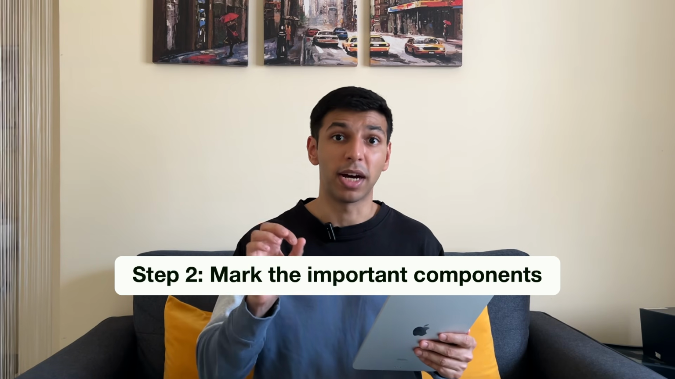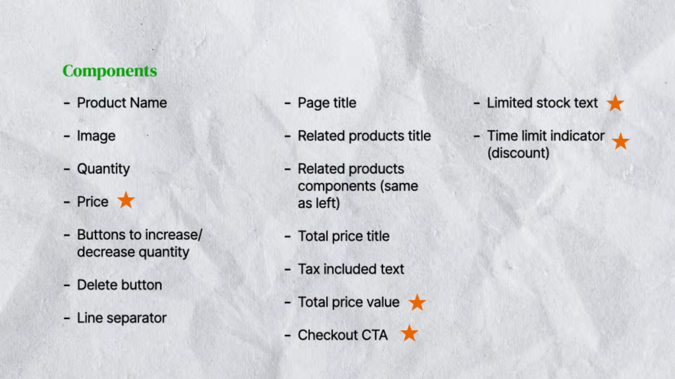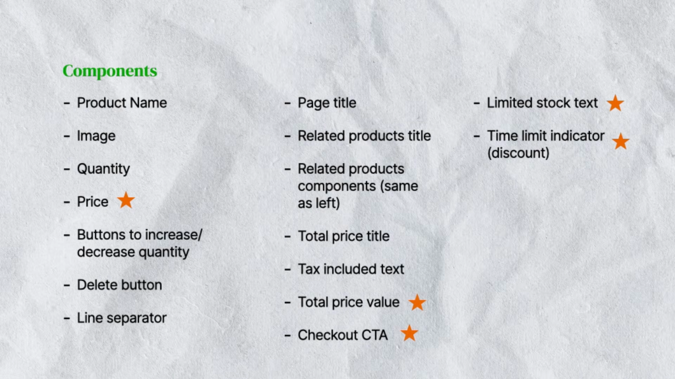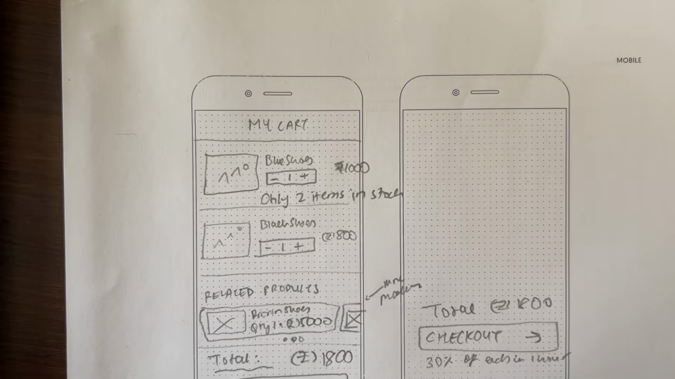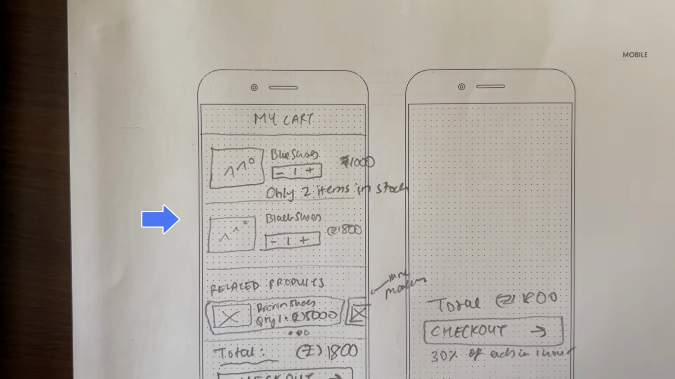Now, to help you establish this layout, you need to look at all the components that you listed and start marking the important ones. Which elements or components are more important than others? For instance, in our shopping cart example, the price for each product, the total price, and the checkout button are the most important elements on the screen. But also, at first, we want the user to see a list of all the products that they have added.